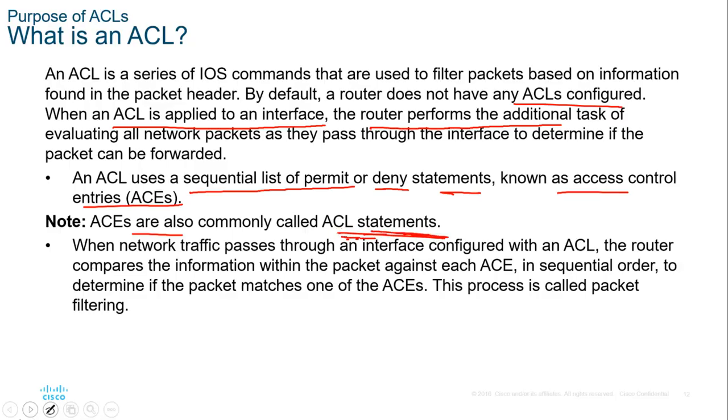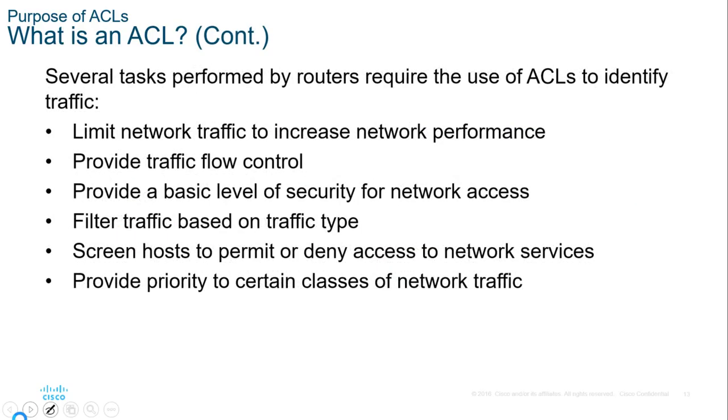When network traffic passes through an interface configured with an access control list, the router compares the information within the packet against the access control entries in sequential order to determine if the packet matches one of the entries. This process is called packet filtering.